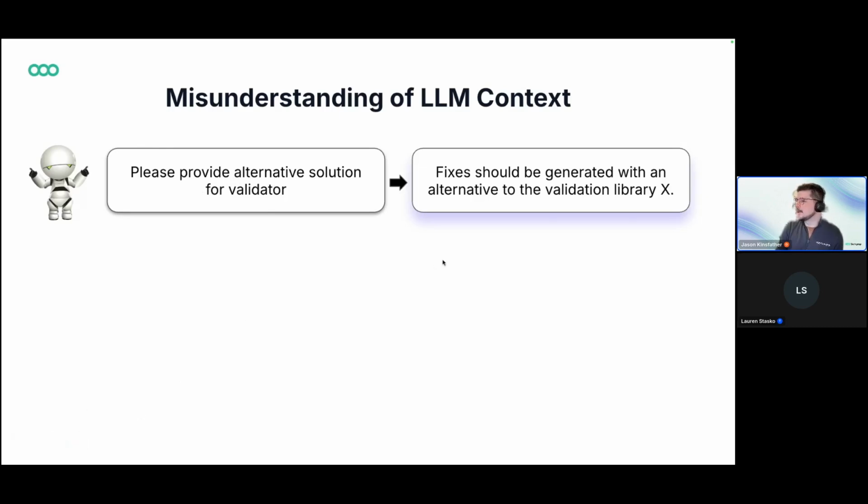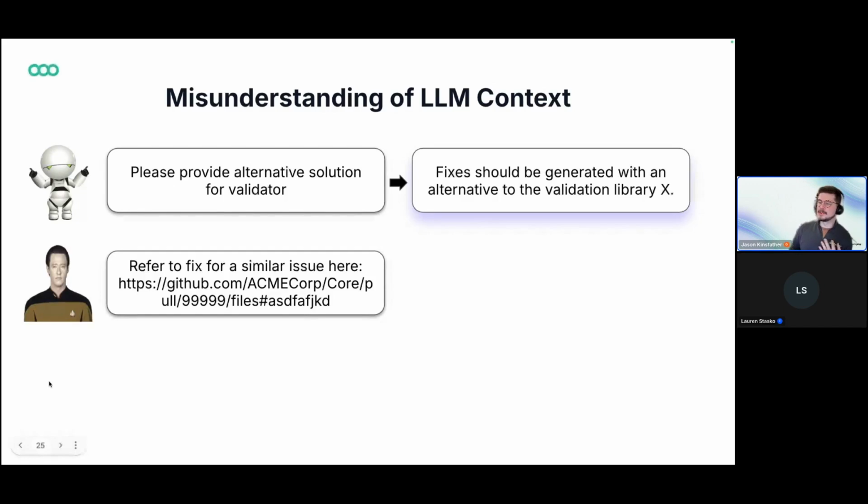So we want to be very clear. If Assistant recommended, for example, using this validation library X, and we don't want to use that in our remediation, just make that clear in your memory. Fixes should be generated with an alternative to the validation library X.